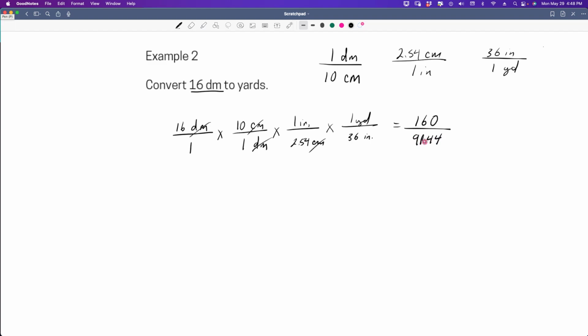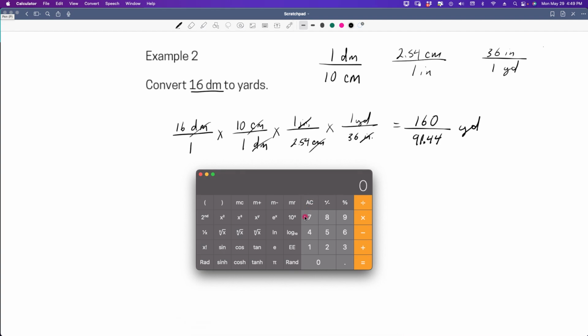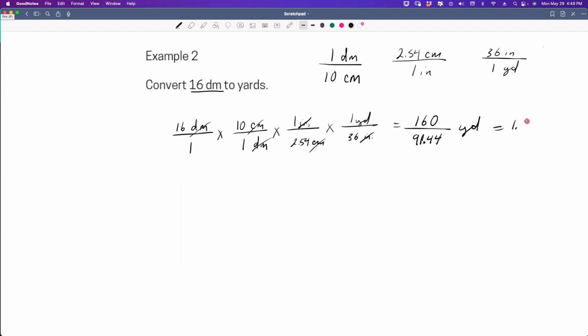All right, 91.44. And this inches cancels. And then we have yards that are remaining. So it'll be in yards. So let's divide this. Let's see if I did that right. I think I did. 160 divided by 91.44 is 1.749, which we can round. So we could just say that is equal to 1.75 yards.